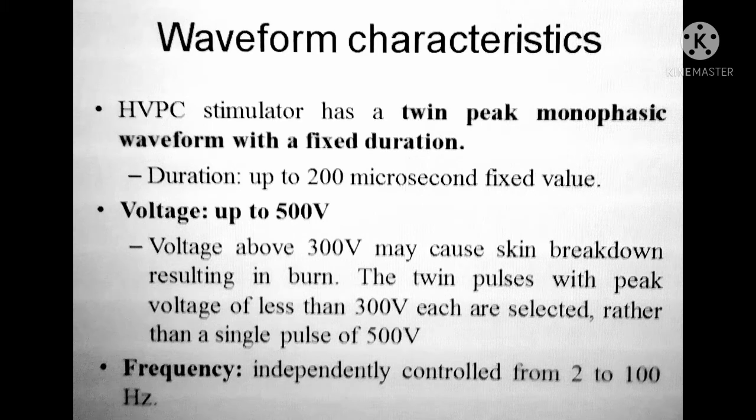Waveform characteristics: the HVPC stimulator has a twin peak monophasic waveform with a fixed duration of up to 200 microseconds, a fixed value, and voltage up to 500 volts. Voltage above 300 volts may cause skin breakdown resulting in burns. The twin pulses with peak voltage of less than 300 volts each are selected rather than a single pulse of 500 volts. Frequency is independently controlled from 2 to 100 Hz.